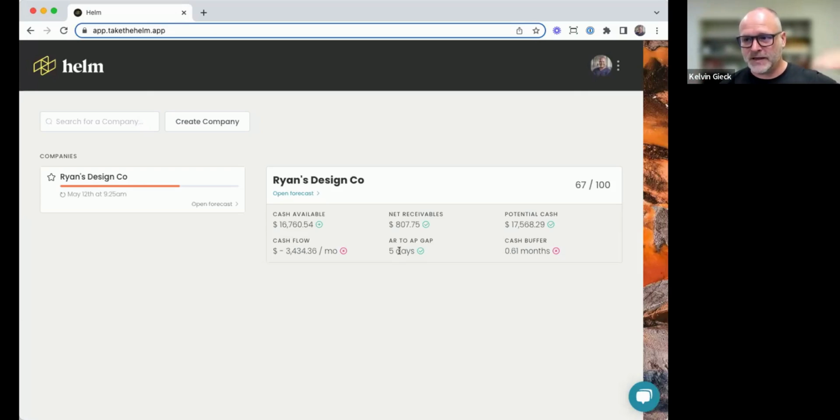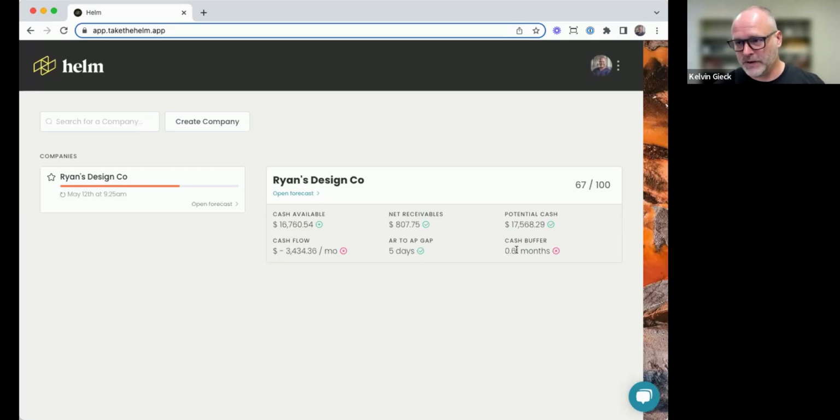So how long does it take for people to pay you versus how quickly do you pay your vendors? We calculate the difference there, as well as your cash buffer, which if you're a tech company, that's called runway, but it's basically saying if your revenue disappeared tomorrow, how much cash do you have in the bank to live based off your cash flow?